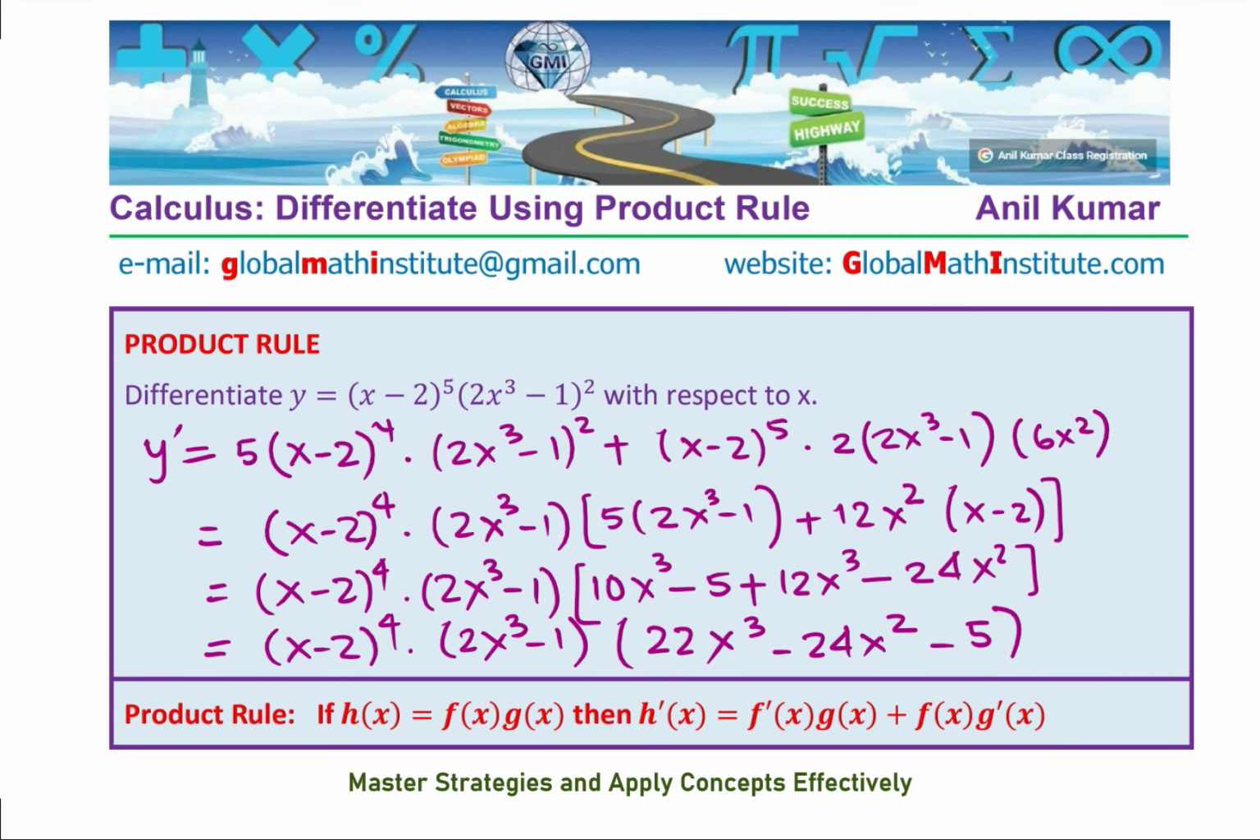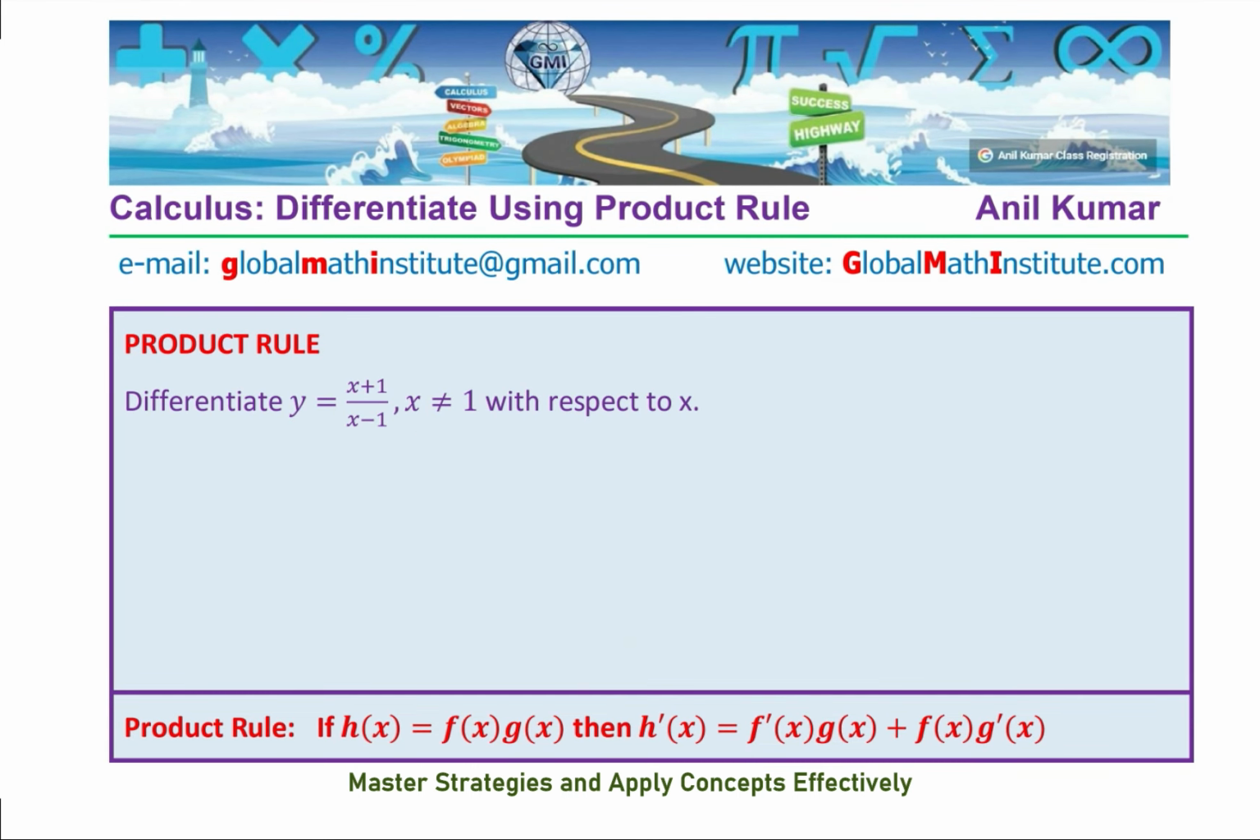Let's take up question number 3 now, where we are given a quotient form. So you can rewrite this expression as y equals x plus 1, which is in the numerator, times (x minus 1) to the power of minus 1, correct? So now you can apply the product rule. How do we apply the quotient rule? Let us see in this video.